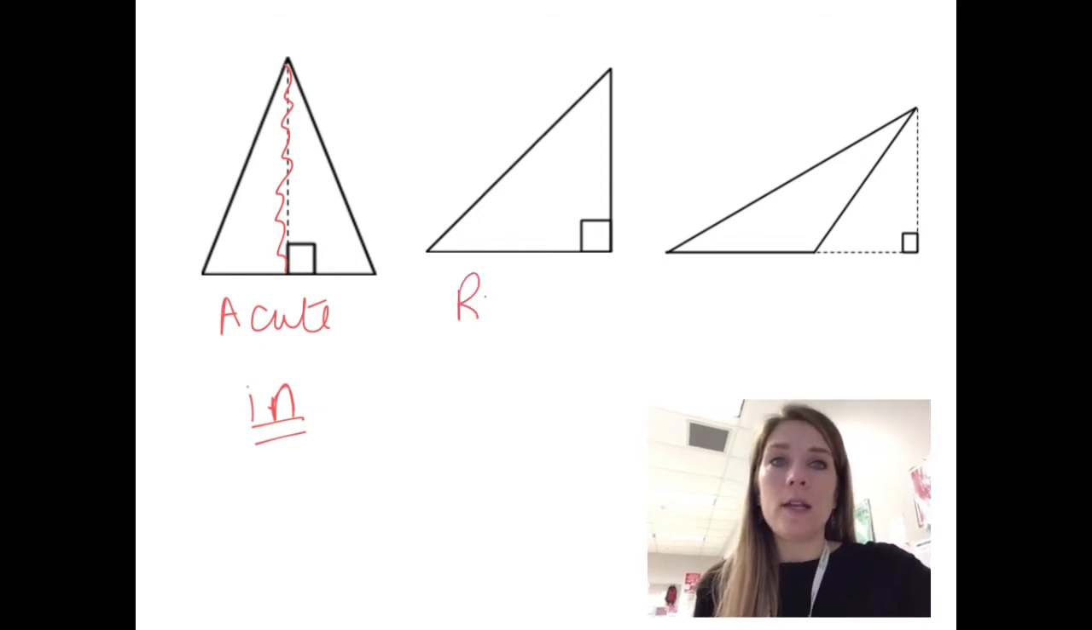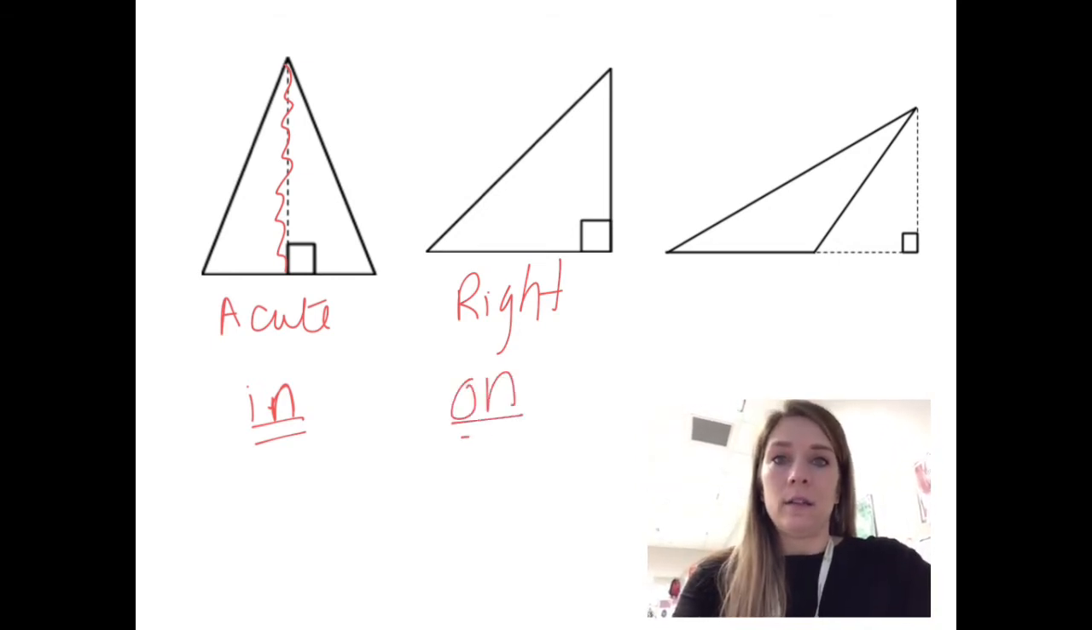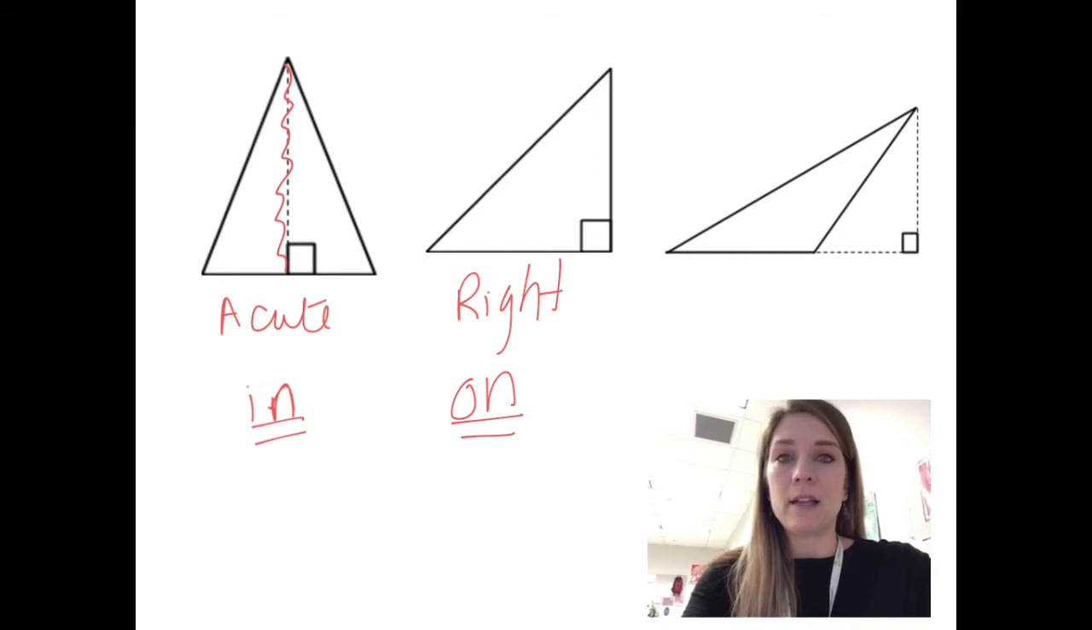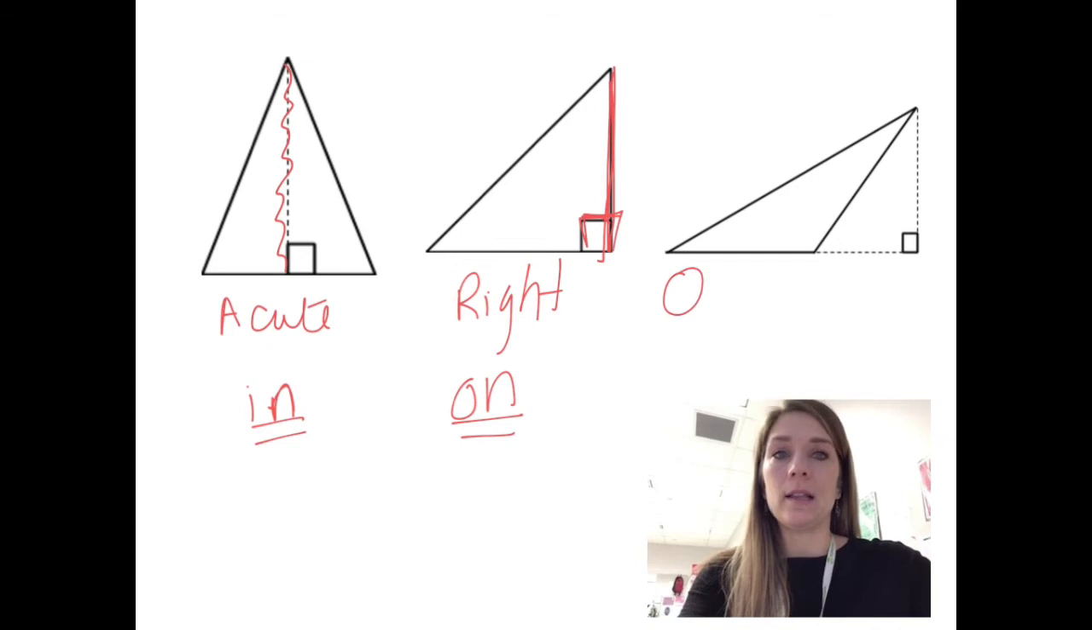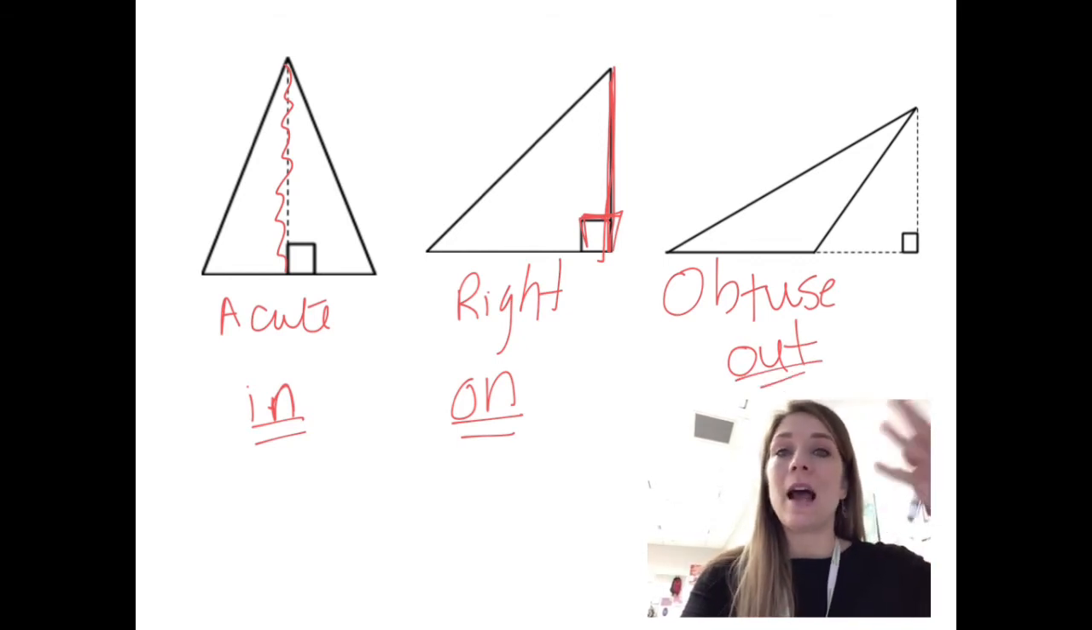When you have a right triangle, the altitude will always be on the triangle. So notice that you don't have any dashed lines here because this is the actual altitude right here. There's that perpendicular base. This is the actual altitude. That's the height of the triangle as compared to the acute where it was on the inside of the triangle. And then last but certainly not least is the obtuse triangle. And the obtuse triangle, that altitude is outside of the triangle. So that dashed line is out of the triangle. So you have in, on, and out.